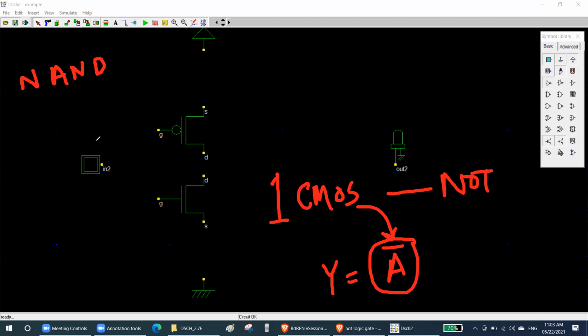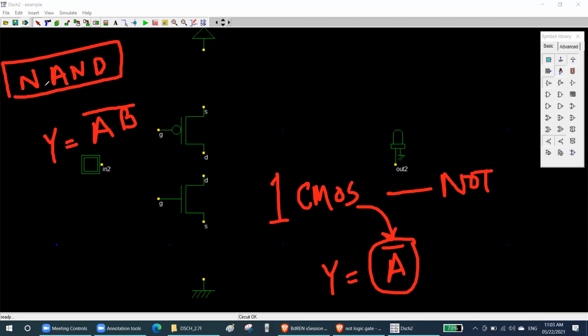Why? Because AND is AB, right? Y is equal to AB, the multiplication, and the NAND gate is AB bar. So whatever you are going to do, they will have a bar on top of it. So that's why we will do the NAND gate first, then we will go for the AND gate. Understood, everyone?